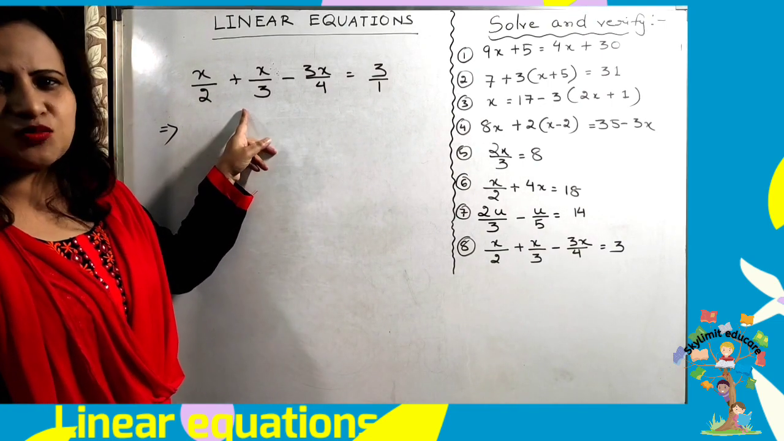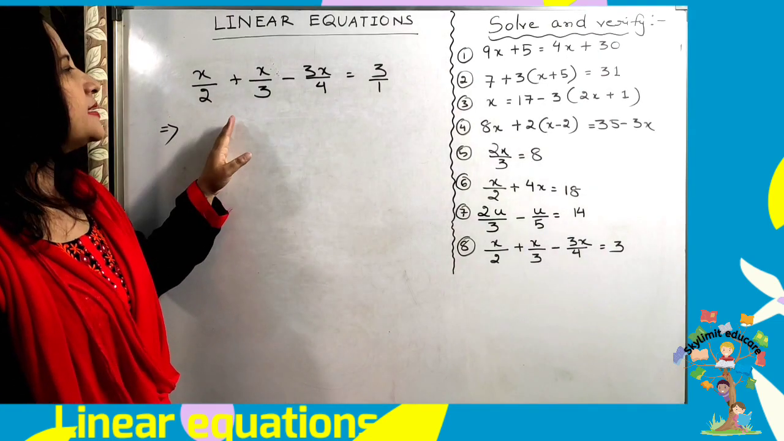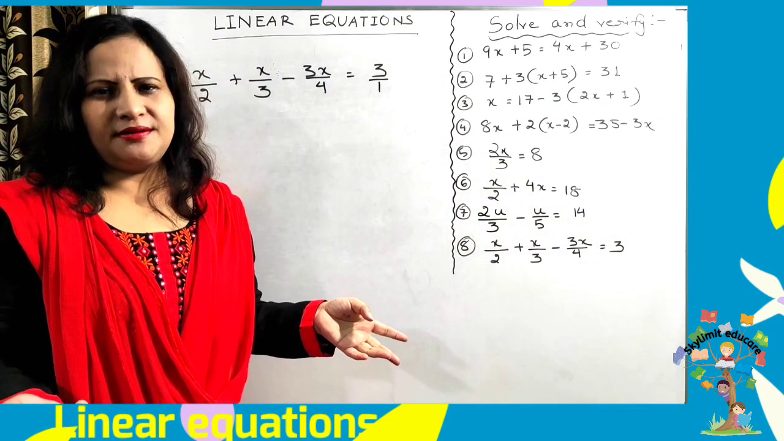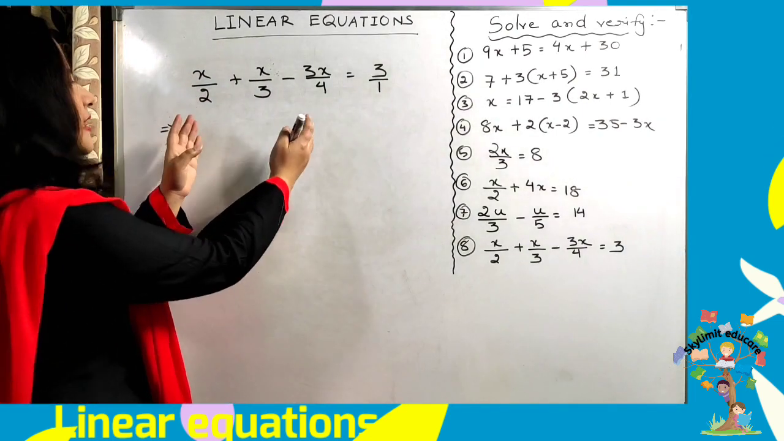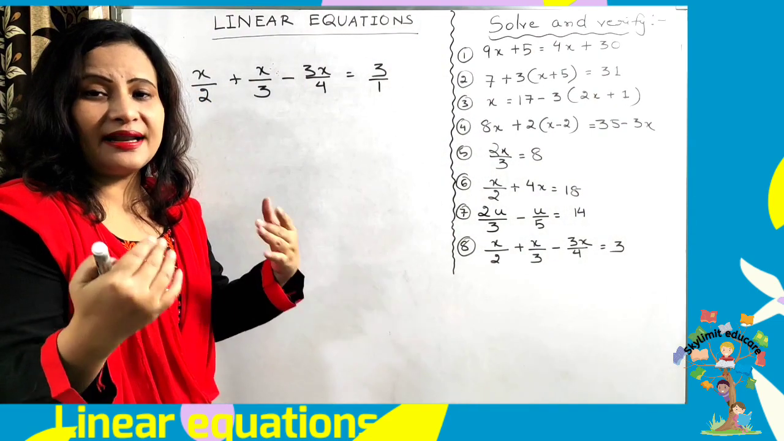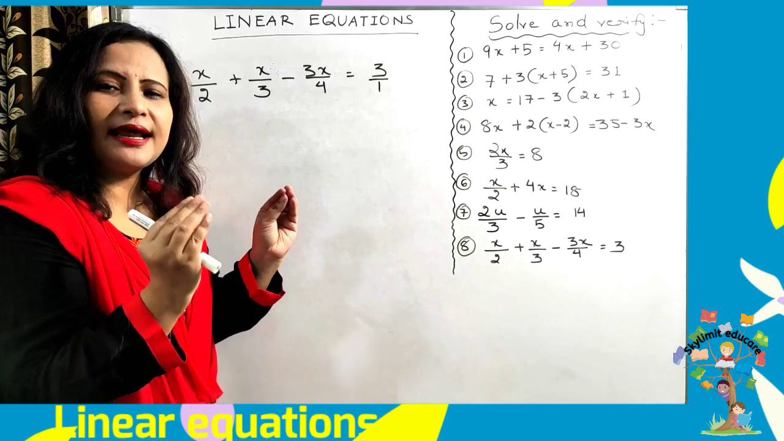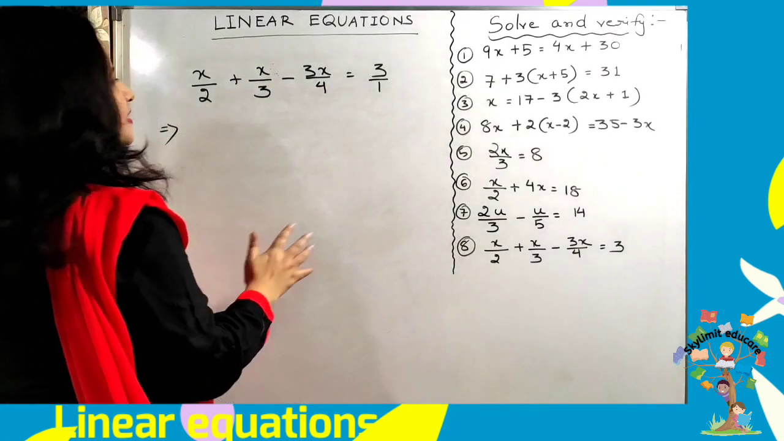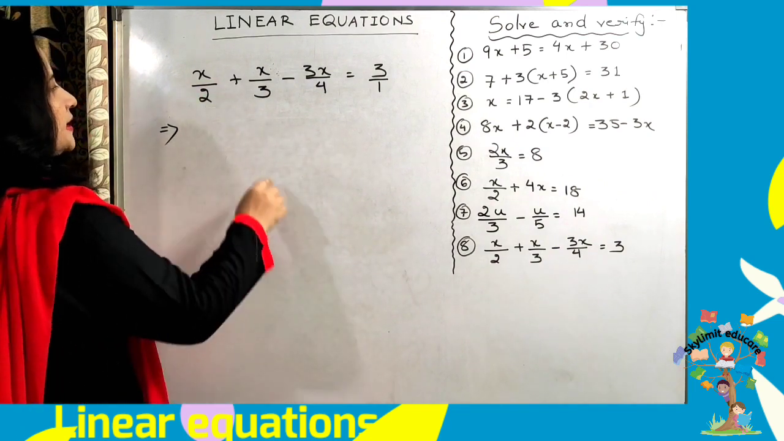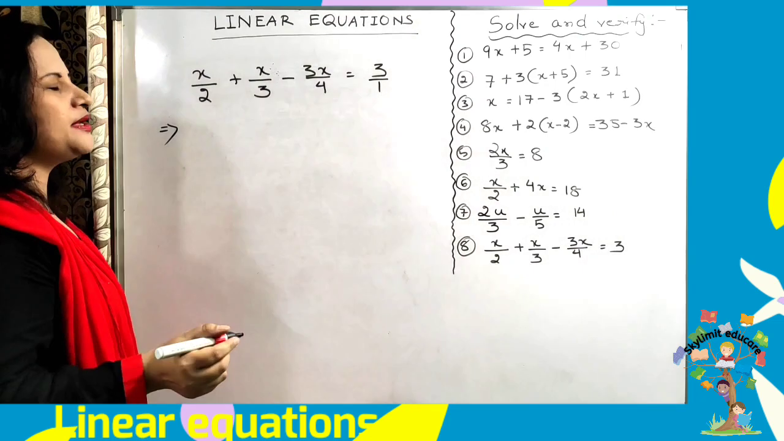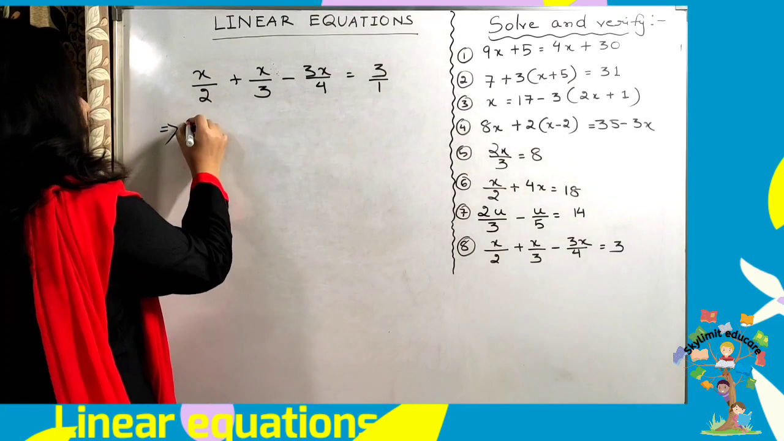Now let us come to the next question. Okay. So in this question also you can go for either of the two methods that you like. That means finding the LCM and then solving it as an equation, the way you add and subtract fractions, or you can take the LCM and multiply it with every term. Whatever method is suitable for you. Now let's see the LCM of the denominators 2, 3, 4, 1. So what will be the LCM here? Obviously 12.